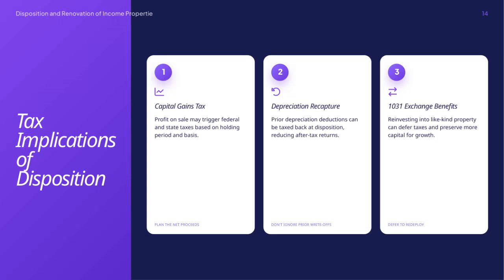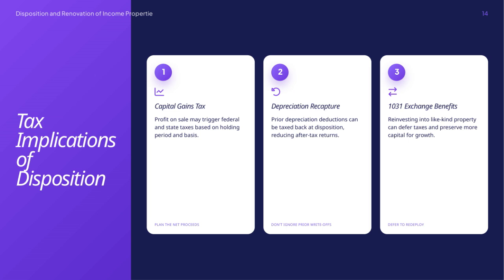When it comes to the tax implications of disposing of income properties, there are three key areas to consider. First, capital gains tax. The profit you make from the sale can trigger federal and state taxes, and these depend on how long you've held the property and your cost basis. It's essential to plan your net proceeds carefully to understand what you'll actually walk away with after taxes.